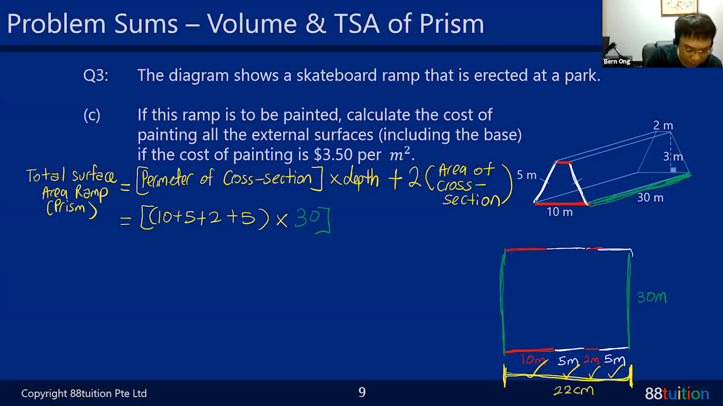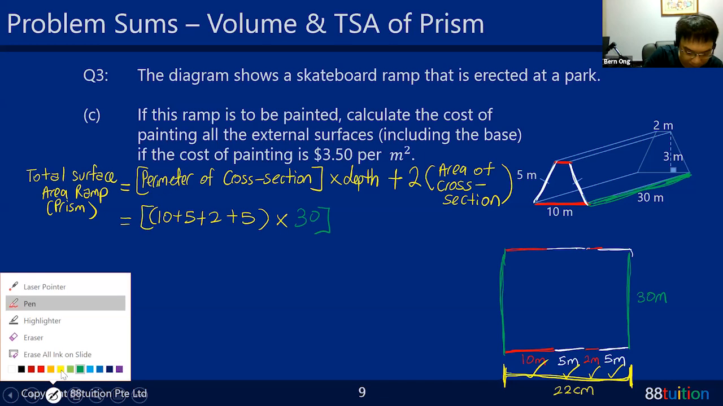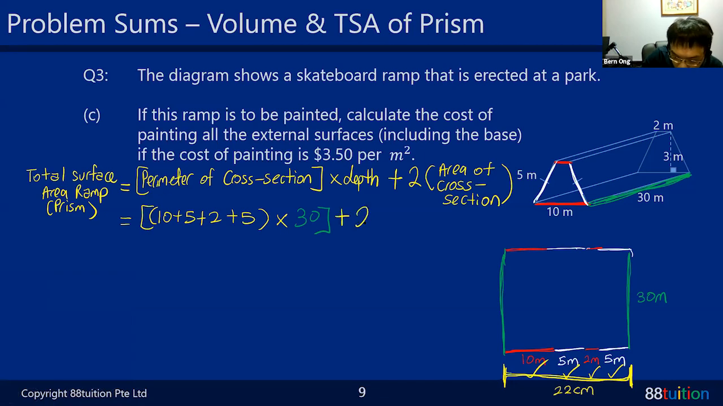Then plus what? The formula says plus 2 area of the cross section. Where is the area of the cross section? Isn't this the area of cross section, which you haven't counted in yet? The front and the back. So the rectangular piece you flatten is the top, the slanting, the bottom, and the slanting again. Those 4 faces. But the front and the back, you haven't covered.